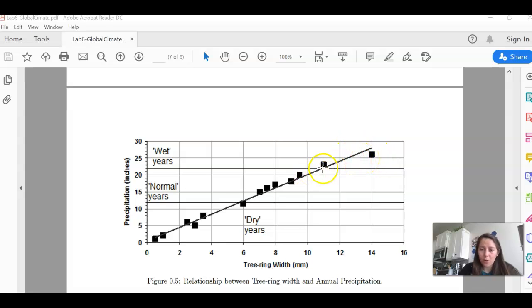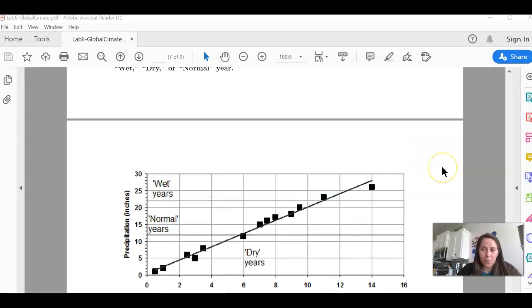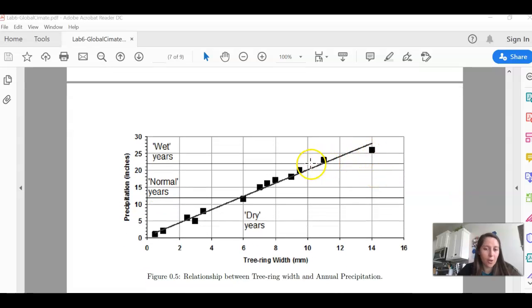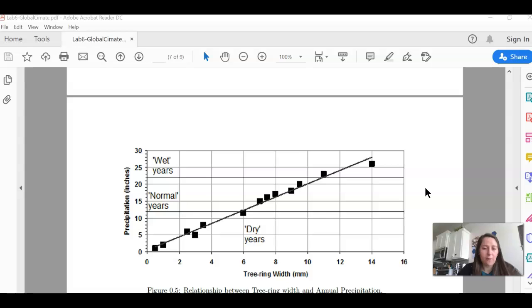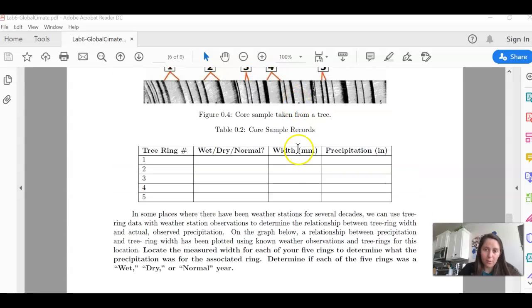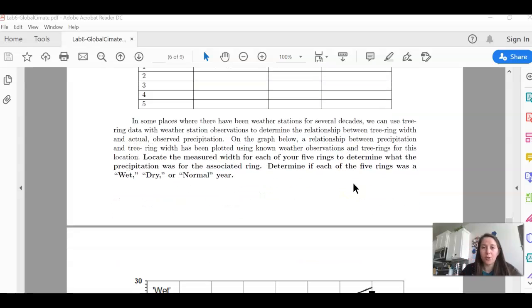Okay? So don't worry about these data points that they have here. They were just used to make the line based on the location where they had both precipitation observations and tree ring widths. They're not your data, nor do you have to deal with them right now. You just have to deal with this line and the specific classifications for the dry, normal, or wet years. So once you have recorded whether your ring millimeter width corresponded to wet, dry, or normal, then you check for the precipitation that corresponds to it.